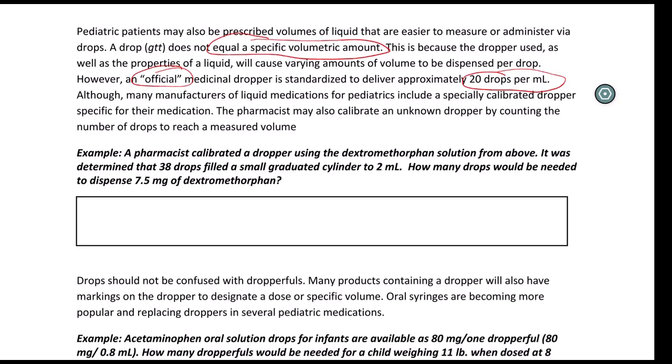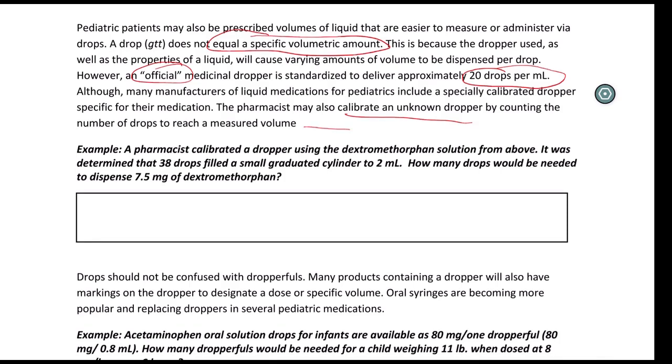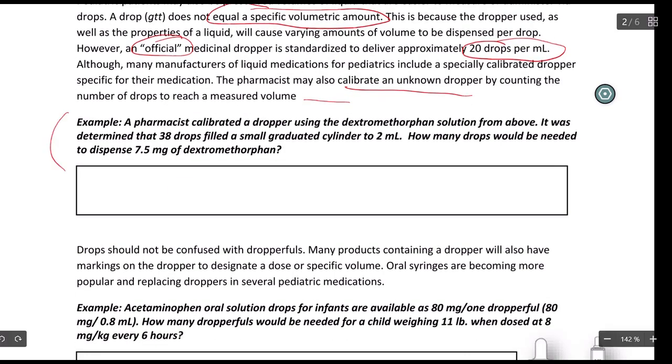However, if you don't know how many mLs are in a drop of some dropper that you're using, you can always do it yourself, right? So how do you calibrate a dropper? Meaning, how do you find out how many drops there are in an ml for the liquid and the dropper you're using? Well, here's an example. A pharmacist calibrated a dropper, and by calibrating a dropper, it means that you are finding out how many drops there are in an ml.